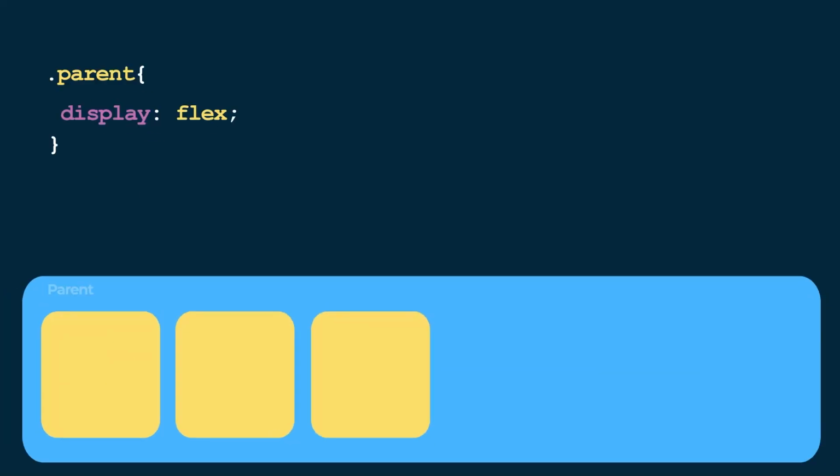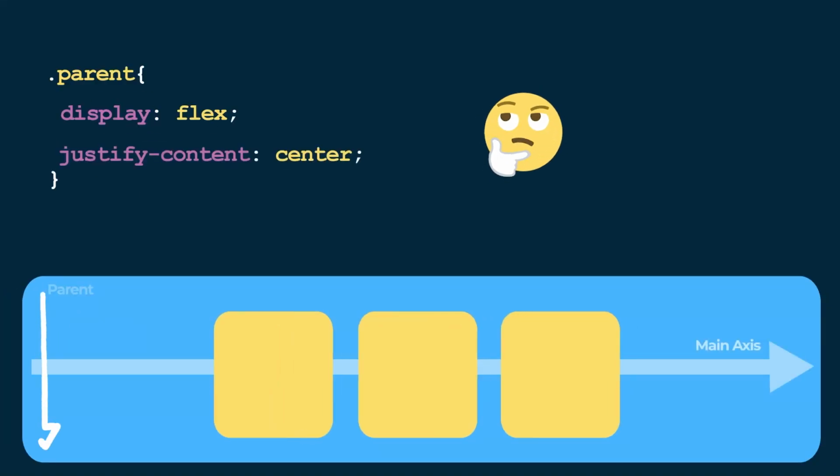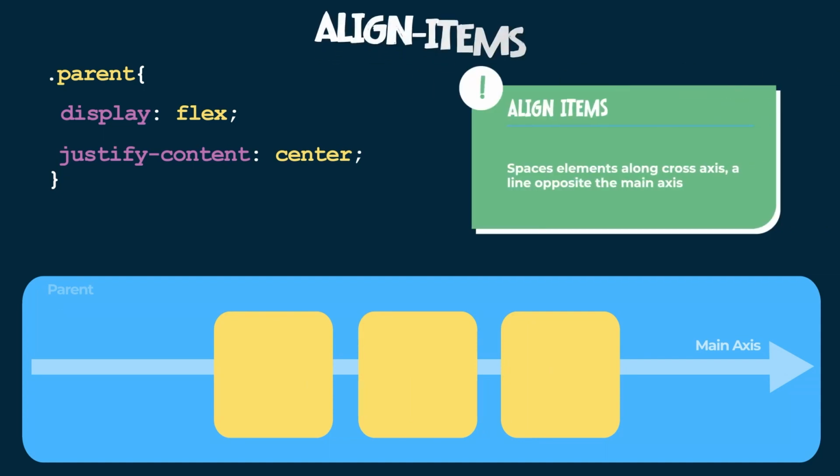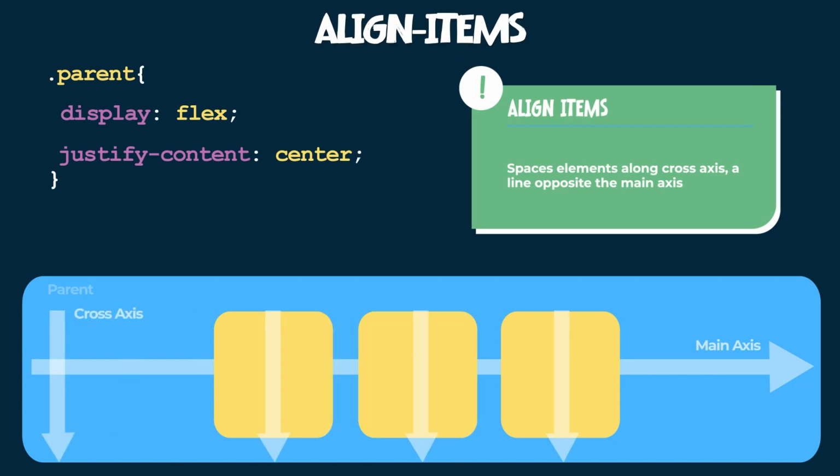Now previously we saw how to space out items along the main axis. But what if we wanted to instead change the spacing on the other axis, in this case vertically? For that we can use the align items property, and this helps to change the spacing on the cross axis, which goes in the opposite direction of the main axis. So imagine that each individual element here was given its own axis vertically, and we can then modify the spacing for each individual item.